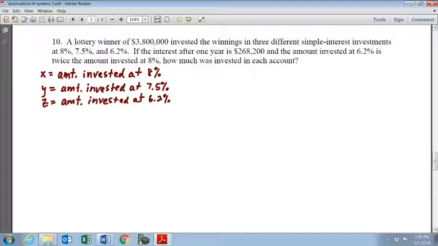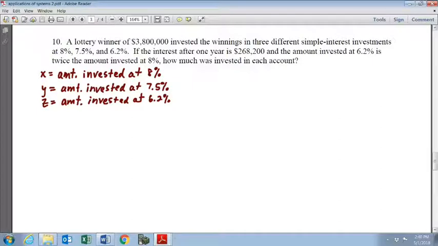Now you might wonder, why are they putting it in different accounts? Why don't we just put it all in at 8%? Well, this is what we call diversifying. We're going to put that money in 3 different places, and by doing that, it tends to make things more safe. We're not putting all of our eggs in one basket, they would say. So all to say, we should be able to write 3 equations.